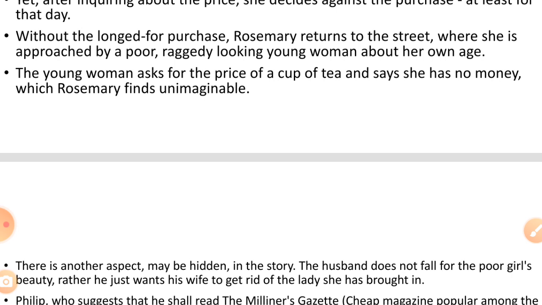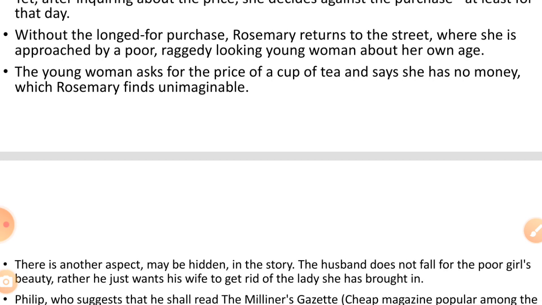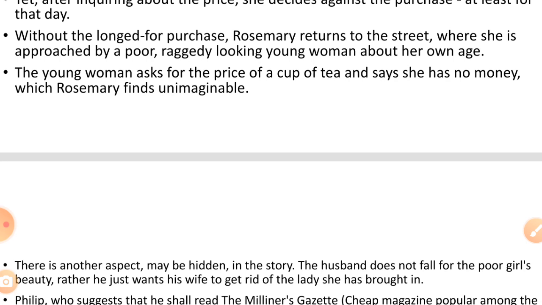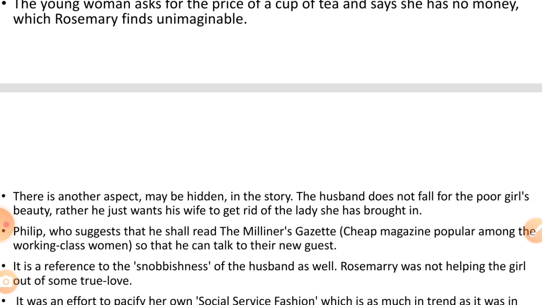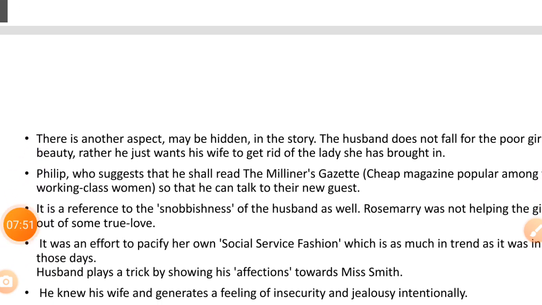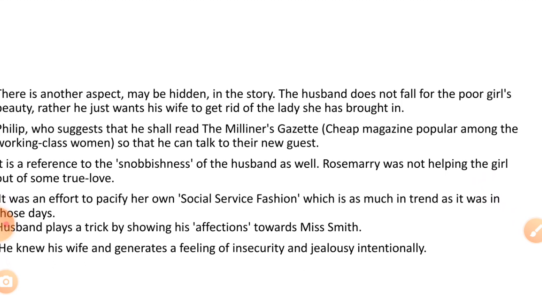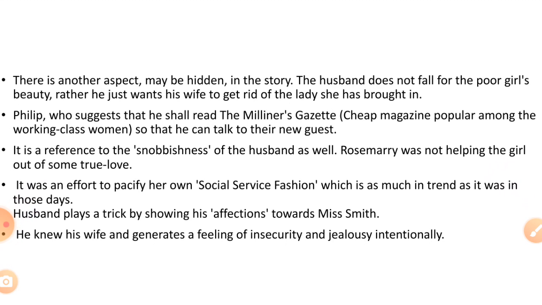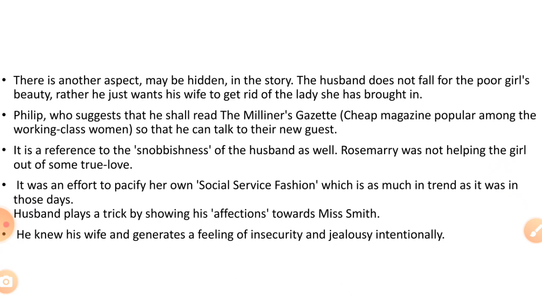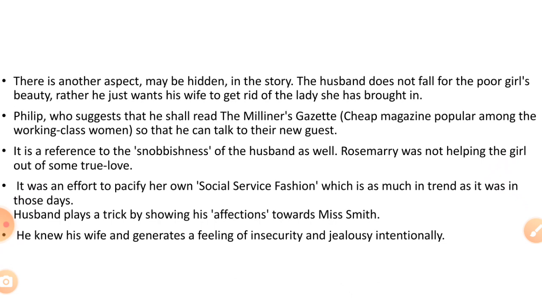The young woman asks for nothing except the price of a cup of tea because she is without money, and Rosemary thinks that in this world some poor people like this girl don't have a single penny. There is another aspect that may be hidden in this story. The husband doesn't fall for the poor girl's beauty. Rather, he just wants his wife to get rid of the lady she has brought in.